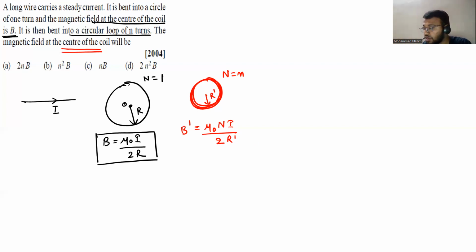So length will be same. If I equate initial length and final length to be same, what is the initial length? Length of the circle is nothing but 2 pi r. What is the length of the circle, students? 2 pi r in the first case.